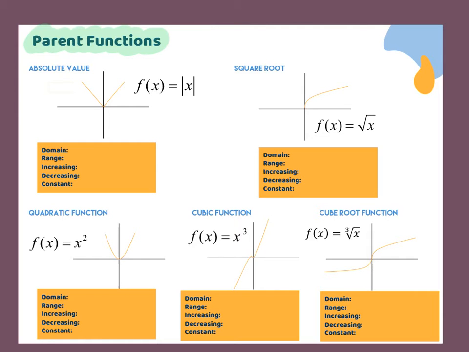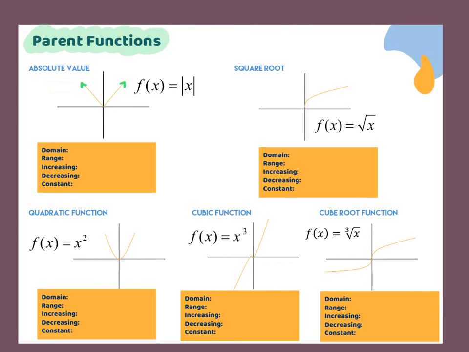The first one is absolute value, and the absolute value looks like a V. All of these have little arrows on them, and they're so hard to draw on PowerPoint, so you don't have them yet. Yep, absolute value looks like a V. Think absolute value, the word value starts with a V, that's what it looks like.